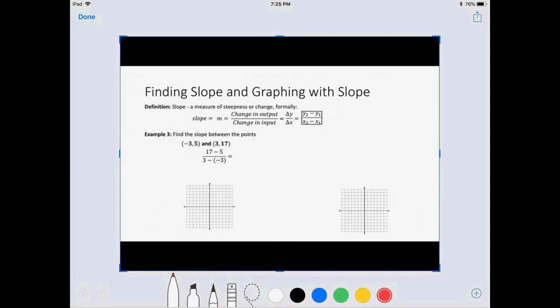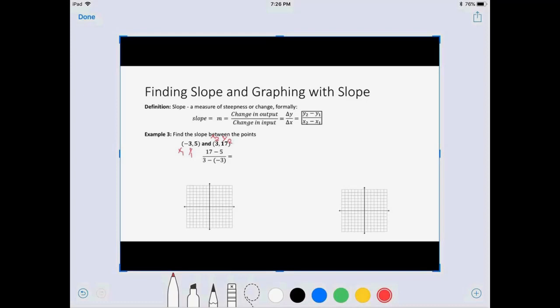If I have my point (-3, 5), that -3 is my x1. This 5 is my y1. This 3 is my x2, and this 17 is my y2. If I have those labeled like that, it makes it a lot simpler than asking, where did that go? Where does my 5 go? Where does my 3 go? It's easy to keep everything straight and say, okay, my y2 is 17, that goes top left. My y1 is 5, that goes top right. My x2 is 3, bottom left. My x1 is -3, bottom right.